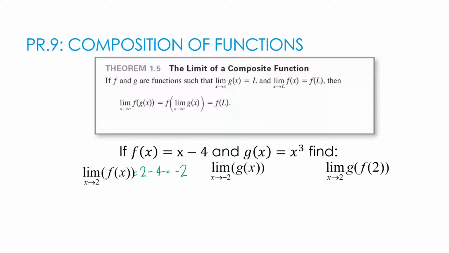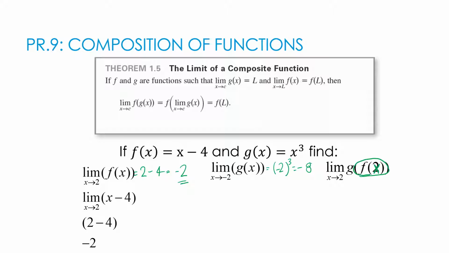Now, again, I'm leading up to that last one, so for now, I'm just going to plug in and find the limit as x approaches negative 2 of g of x, and that's going to give me, again, by direct substitution, negative 8. So here's where the composition comes into play. I've got the limit as x approaches 2 of g of f of x. Now, as always with composition of functions, we start here.